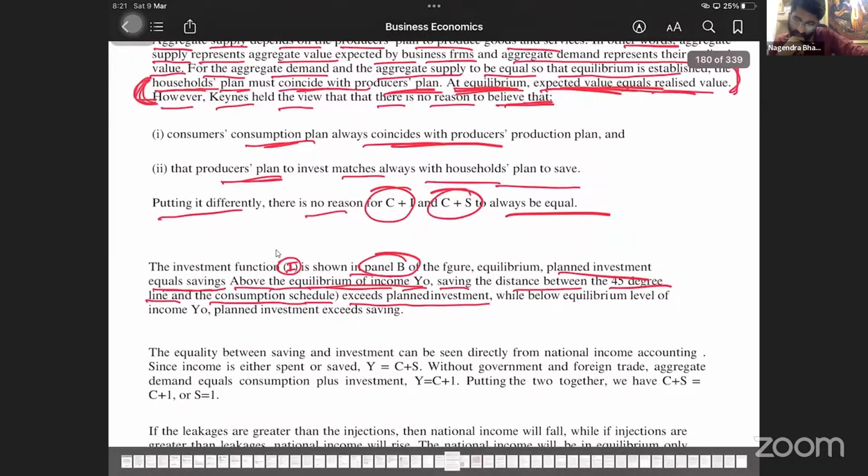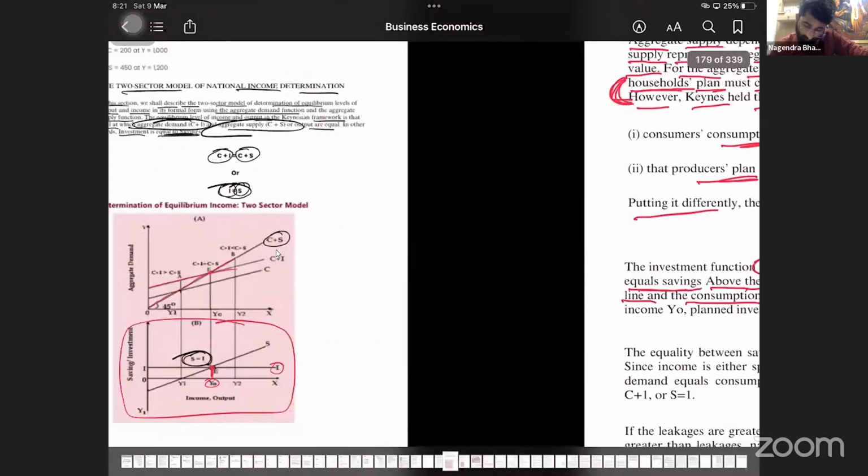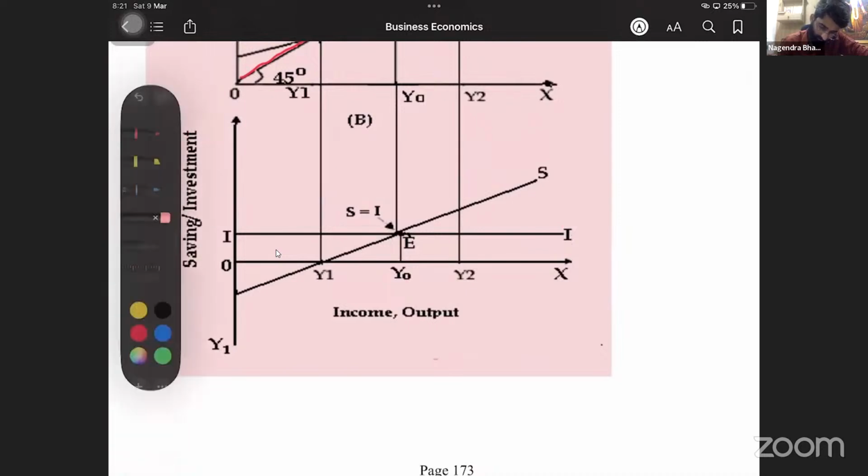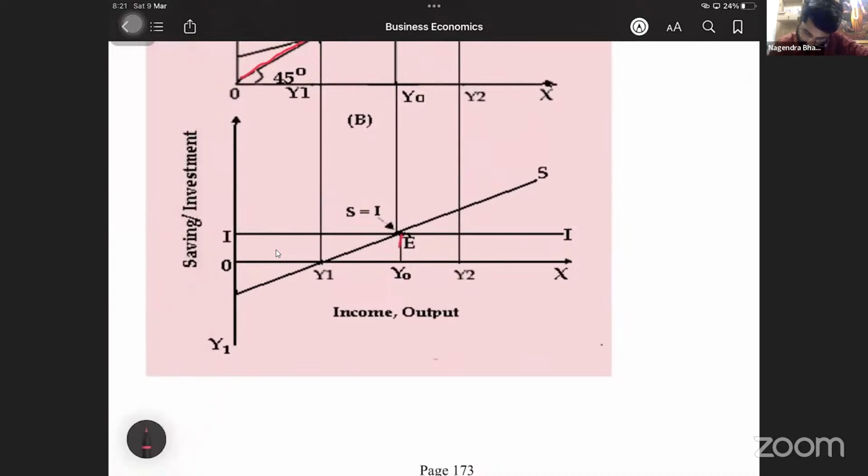Savings is the distance between the 45-degree line and the consumption line, the consumption schedule. Okay, I understood. What they told here, listen. This is the Y0 line, no? This is Y0, the equilibrium income.